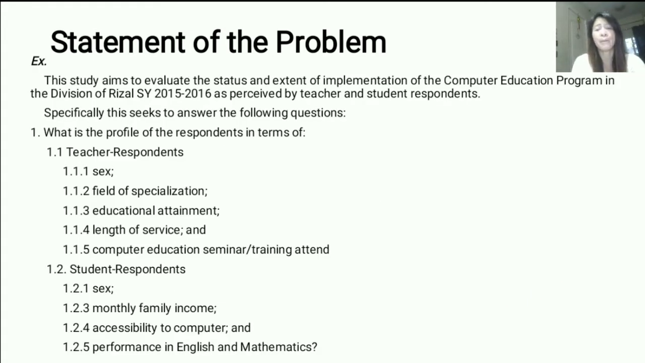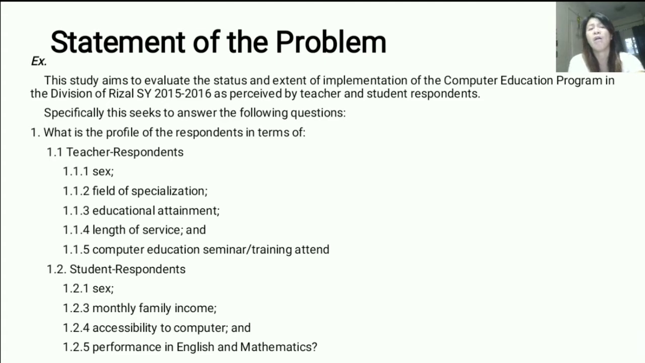Let's have some examples. This statement of the problem taken from a study goes: This study aims to evaluate the status and extent of implementation of the computer education program in the Division of Rizal in school year 2015-2016 as perceived by student and teacher respondents. So that is the main objective of the study. Then followed by: Specifically, this seeks to answer the following questions.